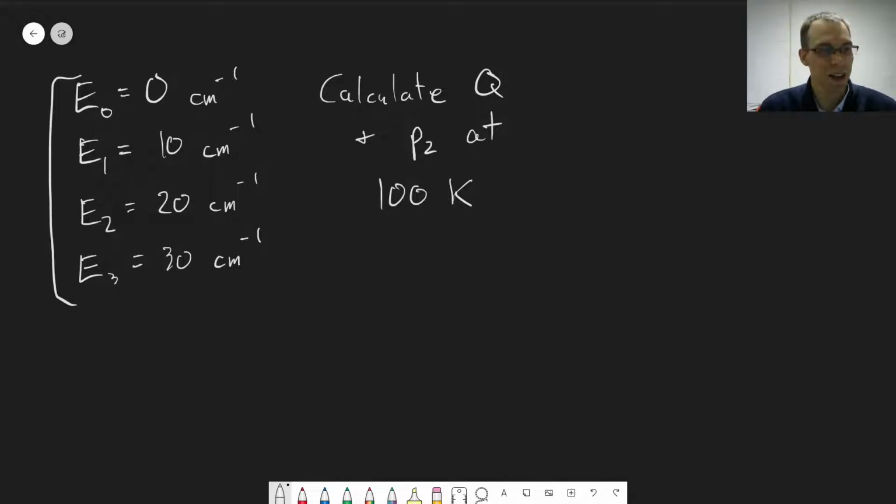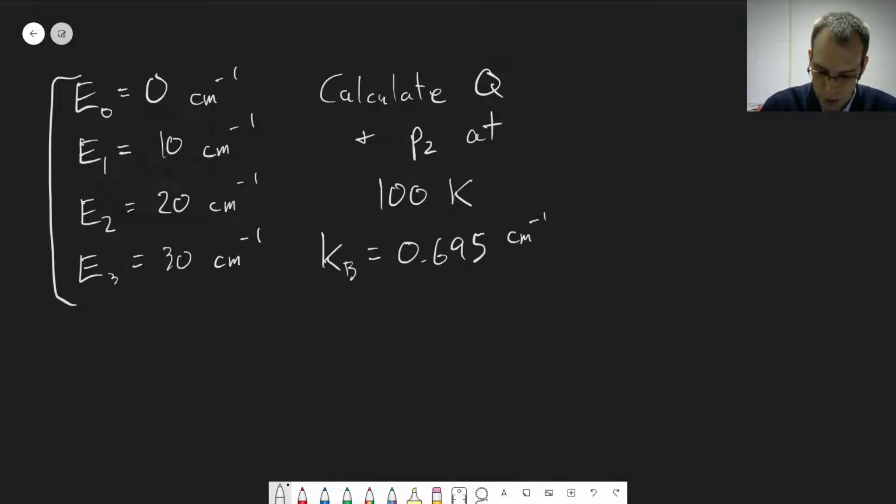And so what I'd like to do is say, okay, we have these 4 different possibilities. What is the value of Q? What is the partition function? And what is the probability of our system having the energy equal to energy 2, 20 wave numbers, at a given temperature of 100 Kelvin? One thing we need to know that'll make this easier is that kB is equal to 0.695 wave numbers per Kelvin.